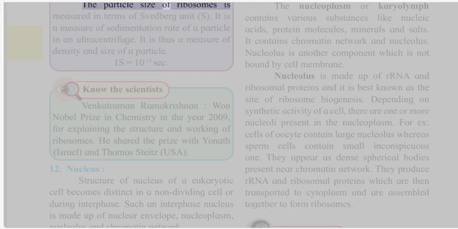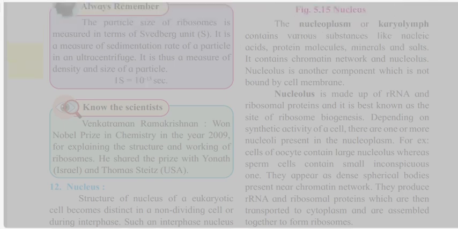The particle size of ribosomes is measured in terms of the Svedberg unit, S. It is a measure of the sedimentation rate of a particle in an ultracentrifuge, and is thus a measure of density and size of a particle. 1 S is equal to 10 to the power minus 13 seconds. Always remember: Venkatraman Ramakrishnan won the Nobel Prize in Chemistry in 2009 for explaining the structure and working of ribosomes. He shared the prize with Ada Yonath, Israel, and Thomas Steitz, USA.